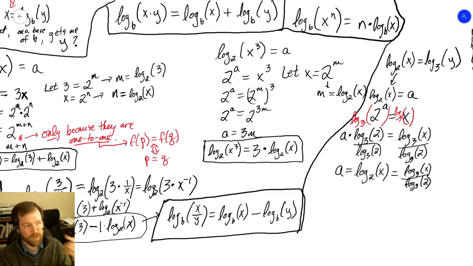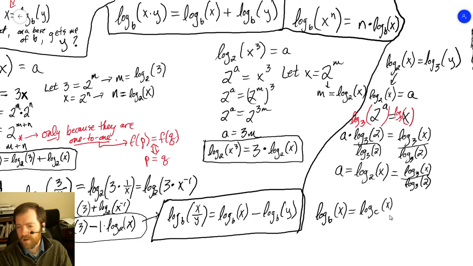So the fundamental rule that drops out from this is that if we have log base b of x, this is going to be equal to log base c of x divided by log base c of b, the former base.